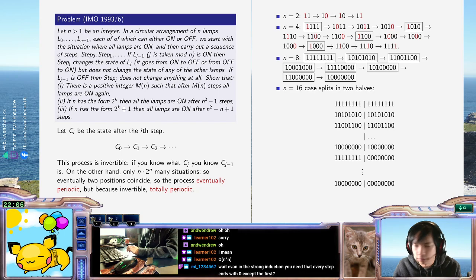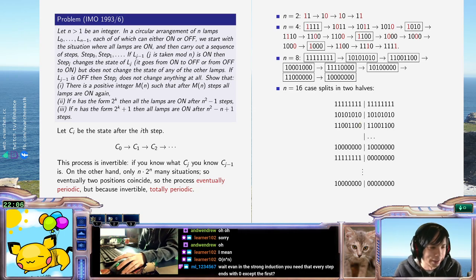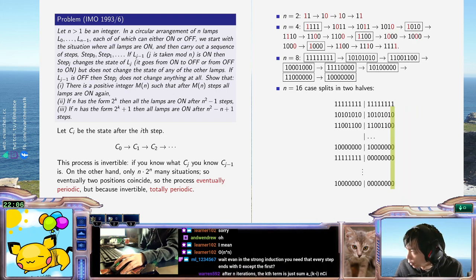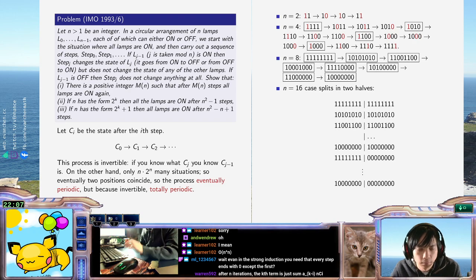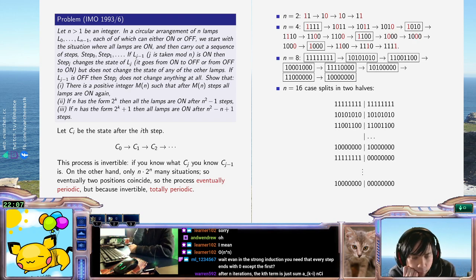You need that every step ends with 0 except the first. Oh, that's true, you're correct. I also need the extra hypothesis that the last digits here are all 0. Yeah, yeah. Okay, so now let's do the last part.